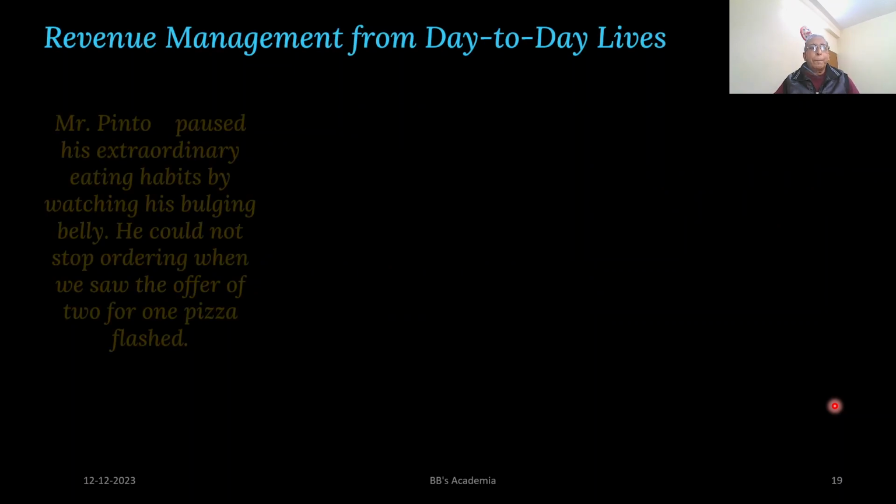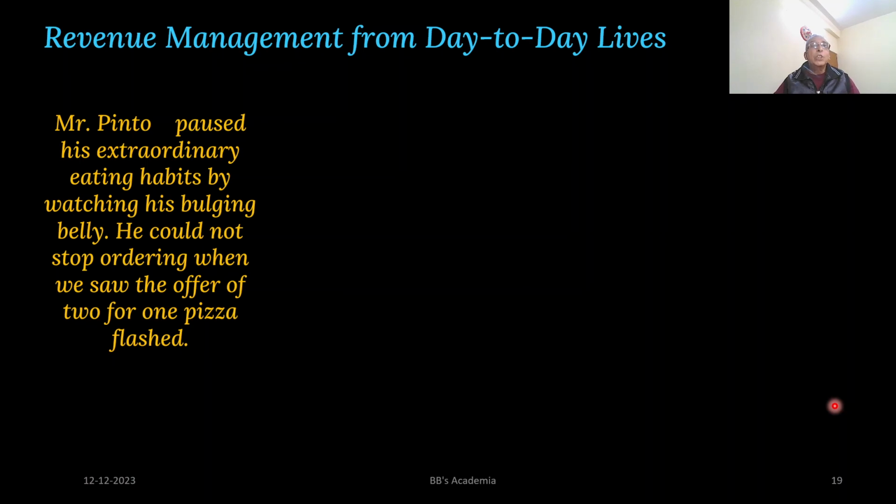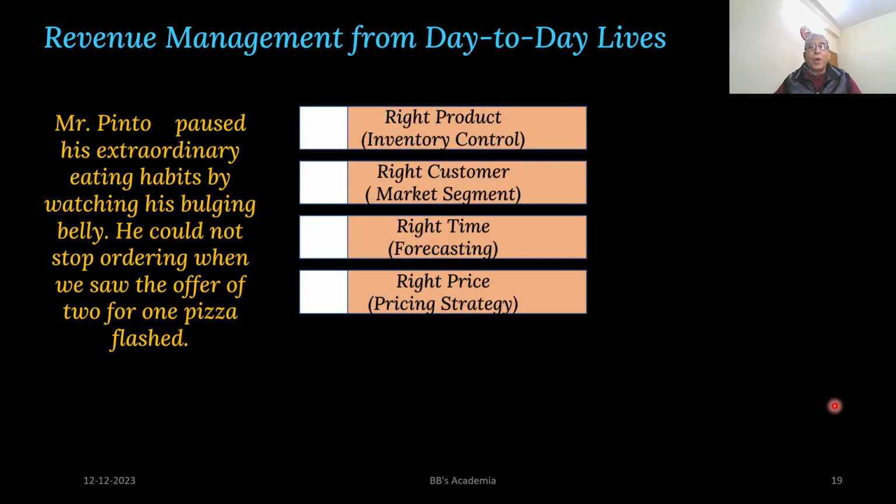Another one example, Mr. Pinto paused his extraordinary eating habits by watching his bulging belly. He could not stop ordering when he saw the offer of 2 for 1 pizza flashed. If you order for one pizza, 2 pizzas will be supplied. Sometimes you can see these are the offers available in the market. So this is the example of what kind of revenue management. This is the right product, right customer, right time, or right price.